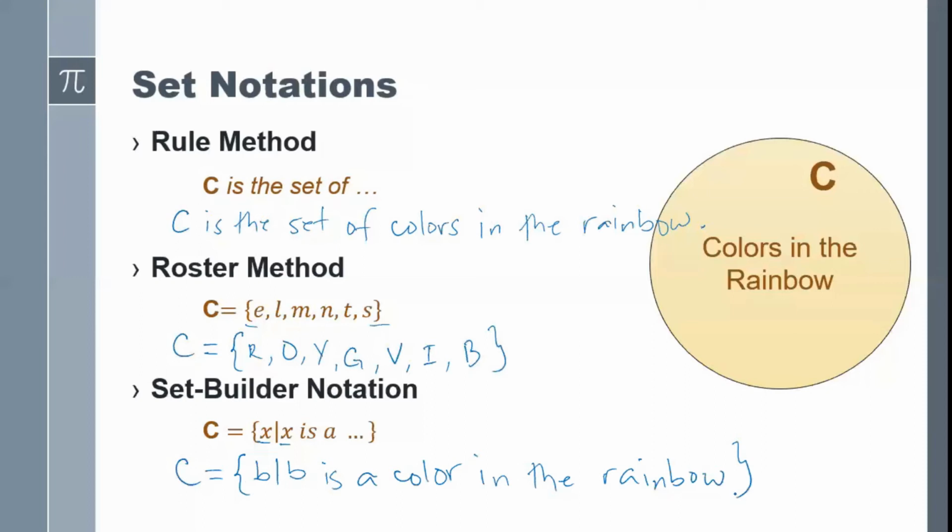You don't have to put a period at the end, okay? You're just going to put a period if you're going to write the set in rule method. So these are the three different ways of writing a set: rule method, roster method, and set builder notation.